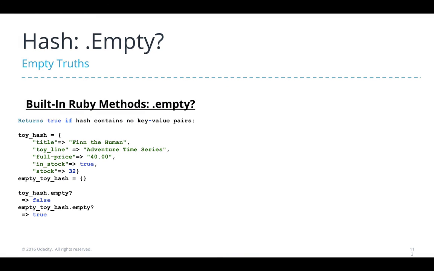Let's take a look at the built-in Ruby hash method .empty?. It returns true if the hash contains no key-value pairs. So here we have a variable toy_hash, which points to a hash with a series of key-value pairs, and we have a variable empty_toy_hash, which is equal to an empty hash. We call toy_hash.empty?, and it returns false because it does indeed have a series of key-value pairs. And on the empty_toy_hash variable, we call .empty?, and it of course returns true, for there are no key-value pairs associated with that variable.